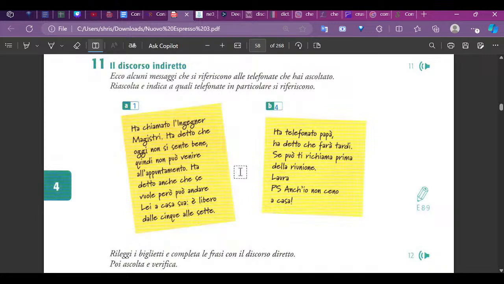4. Pronto? Carla, ciao, senti, la mamma è già tornata? No, ha detto che oggi sarebbe tornata più tardi perché c'era il consiglio di classe. Ah, sì, sì, è vero, già me l'aveva detto. Senti, io stasera probabilmente farò tardi e comunque se posso la richiamo prima che inizi la riunione. Io però non so se la vedo perché sto uscendo. E allora scrivile un biglietto. Va bene, ciao. Ciao.